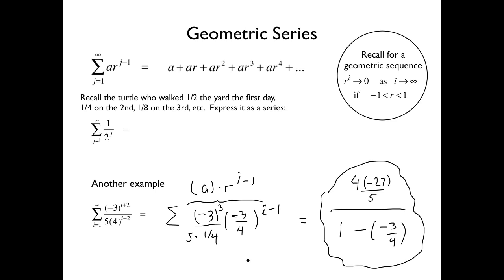How did I get what? There is no negative here. This is A over 1 minus R. This is, remember, when it converges, the whole thing equals A over 1 minus R. So I'm just using that formula. Okay. Any questions on that example? So whatever that turns out to be is the sum of that series.